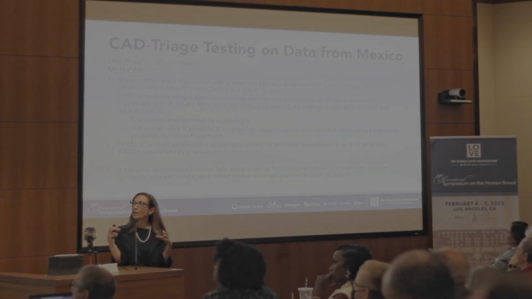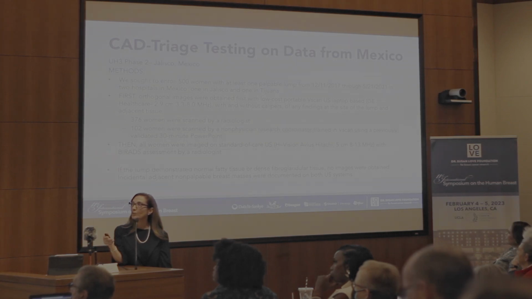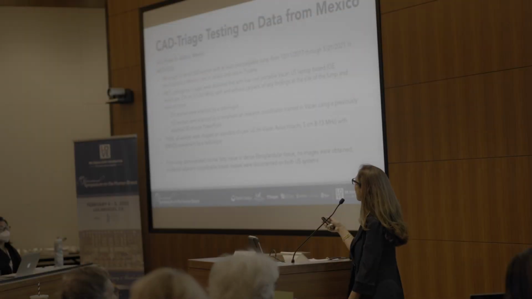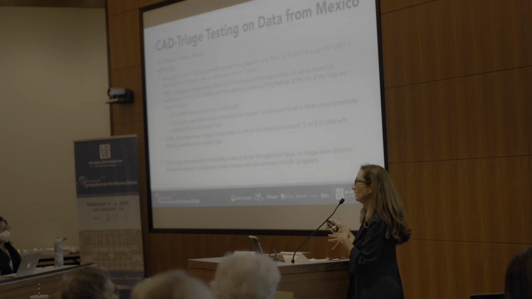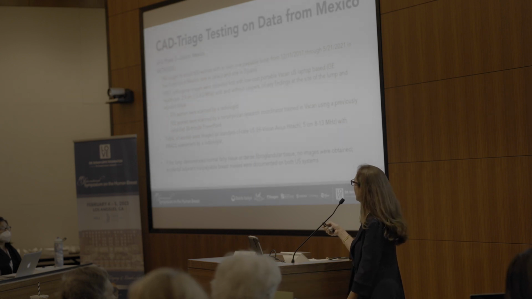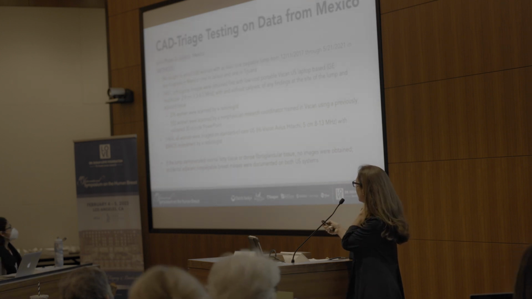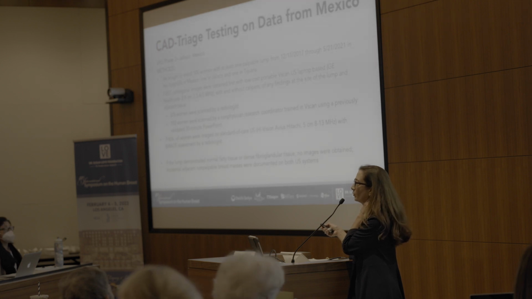For each patient, images from the V-scan, the portable little ultrasound, were taken, orthogonal images with calipers. 376 women were scanned by a radiologist, 102 women were scanned by a non-physician research coordinator trained in the V-scan using a validated 30-minute PowerPoint. Then all the women were scanned by radiologists using the standard of care ultrasound machine and given a BI-RADS assessment by the radiologist. So if a lump demonstrated normal fatty tissue or dense fibroglandular tissue, no images were obtained. But if there were non-palpable masses adjacent, then these were documented on both ultrasound systems.